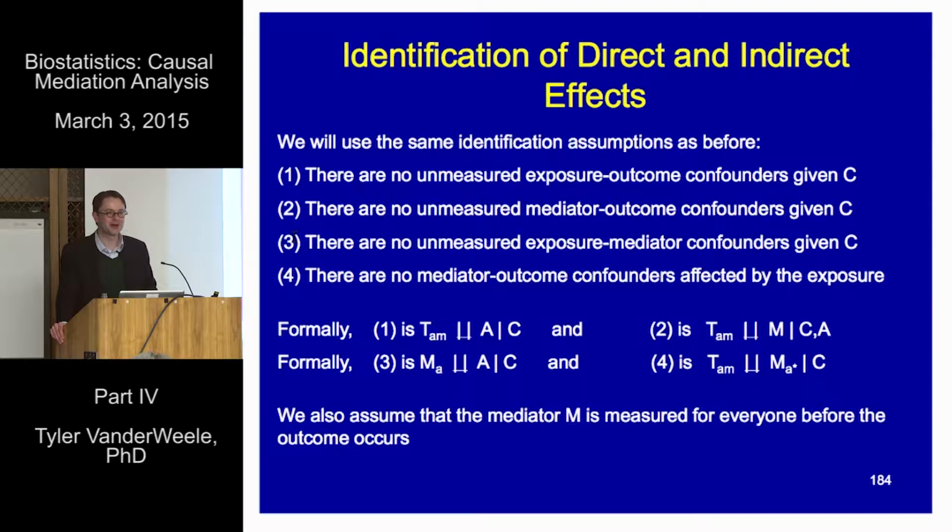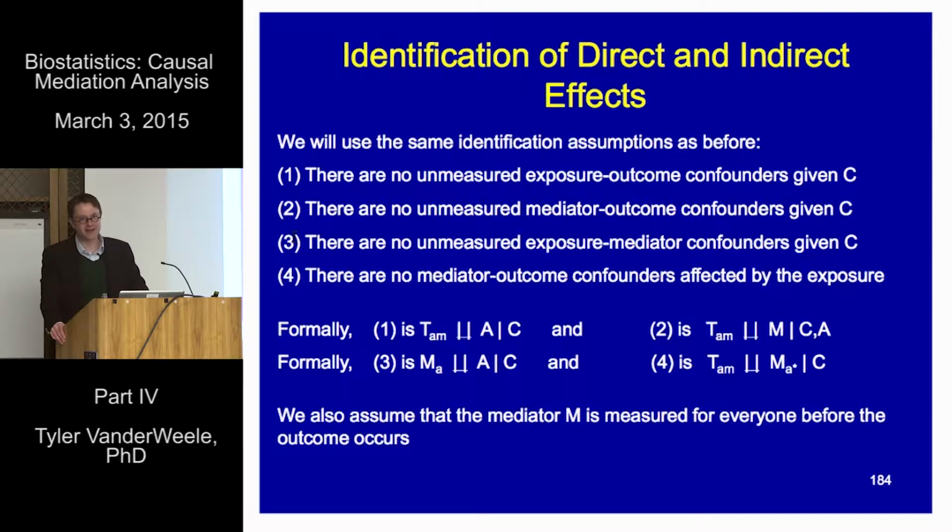You do need these confounding assumptions to hold. It's going to be the same confounding assumptions. That could complicate things. You need to assume that the association between the mediator and the outcome actually reflects the causal effect of the mediator on the outcome. That's essentially what the confounding assumptions are getting us.